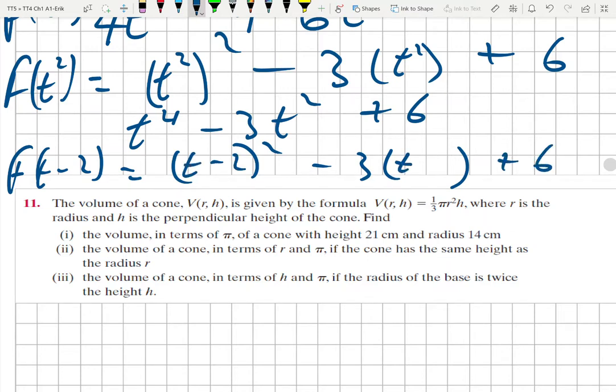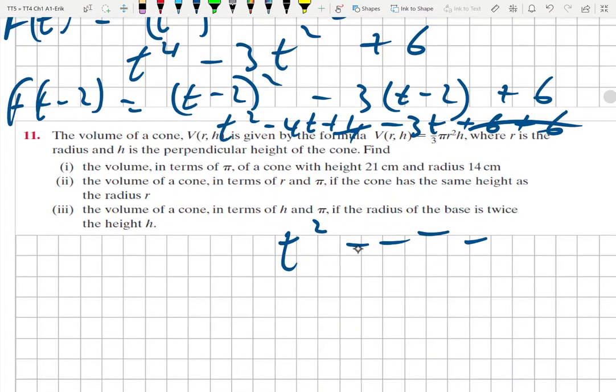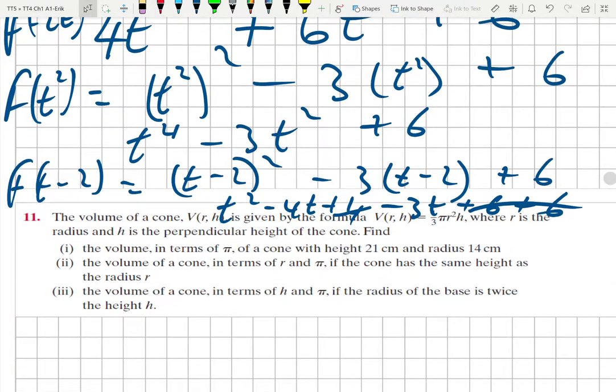t minus 2, t minus 2. So that's t squared minus 4t plus 4. This is minus 3t plus 6 plus 6. You're scooting along there looking for bits and pieces, and you're getting your t squared minus 7t, 12 and 4 is 16. Okay, just rub that out. t squared minus 7t plus 16.